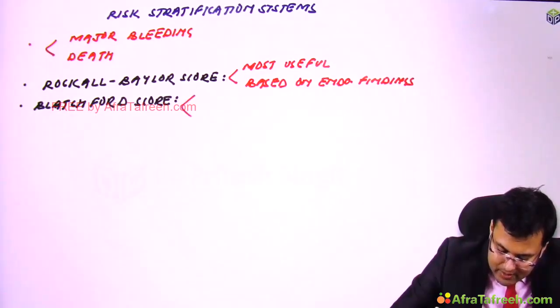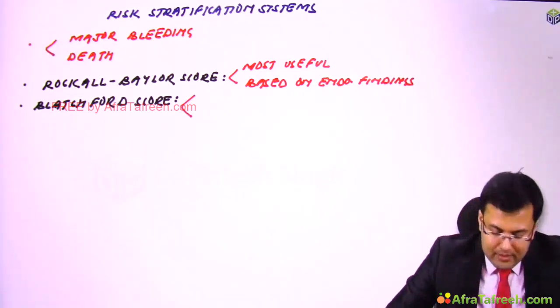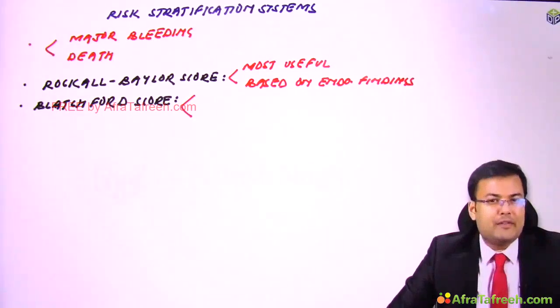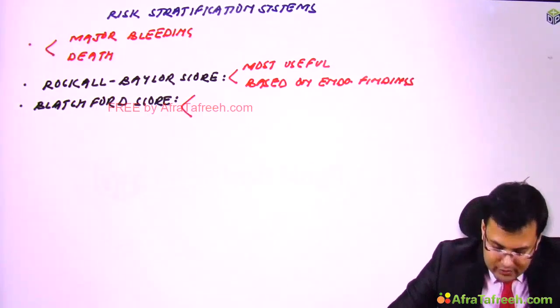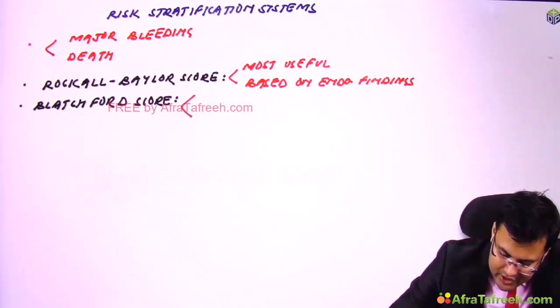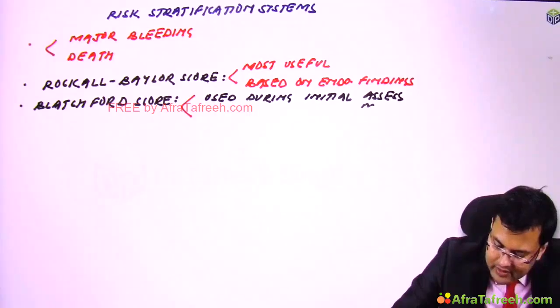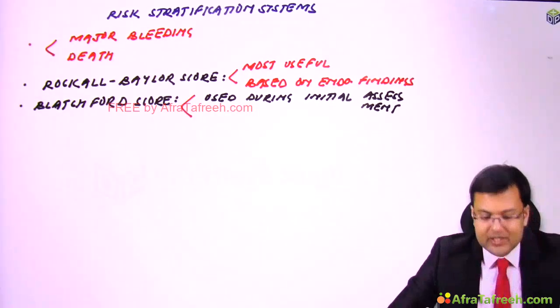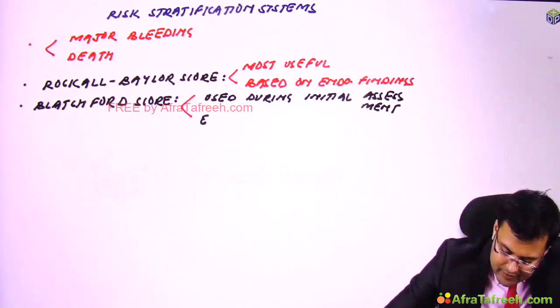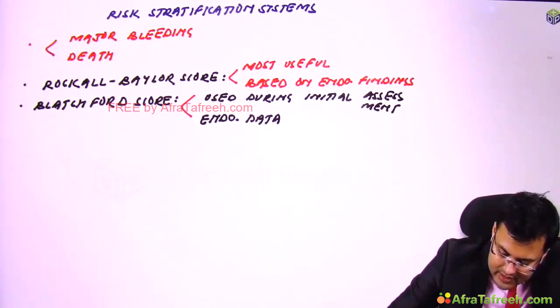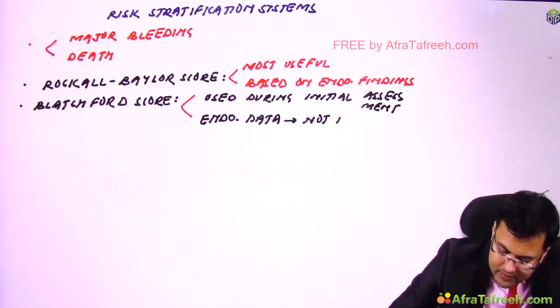Now, why is this Blatchford score not very useful? Because in this, endoscopic findings are not included. So this one is used during initial assessment of the patient. And here endoscopic findings, or endoscopic data, are not included.